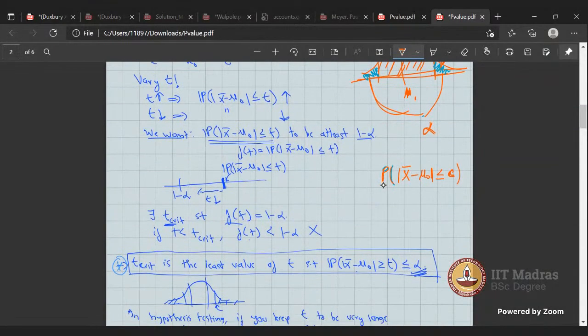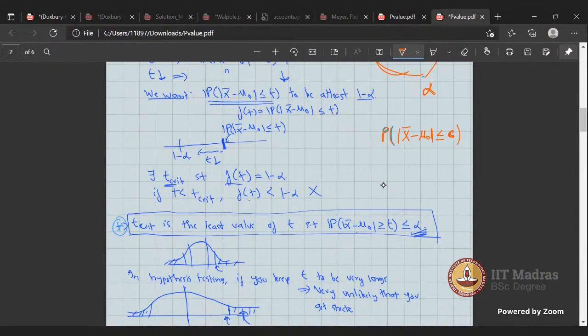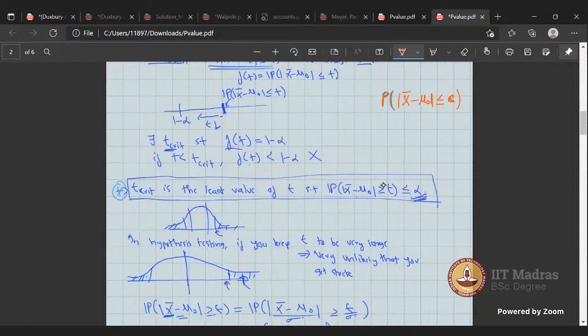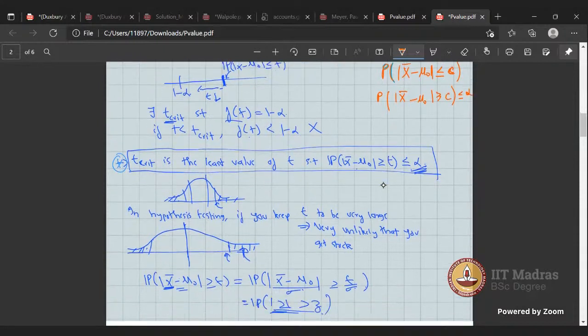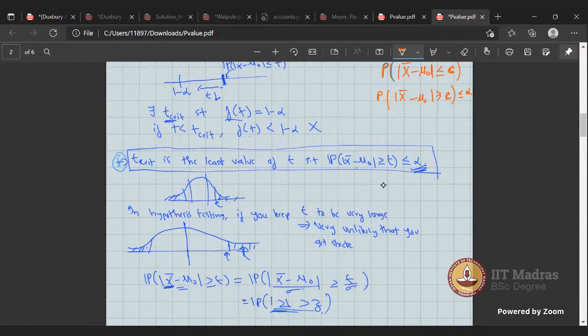Now the other way we can write it is the probability that mod of x bar minus mu naught is greater than or equal to c should be less than or equal to alpha. This c we call the critical value. So if this is our alpha region, these two are alpha. If this is our t, this is our t critical.